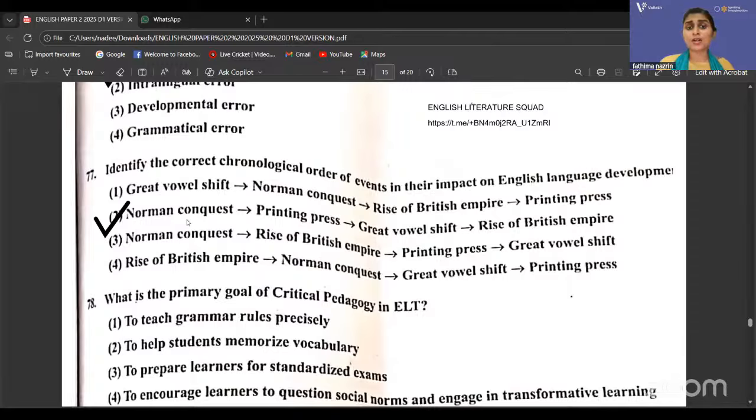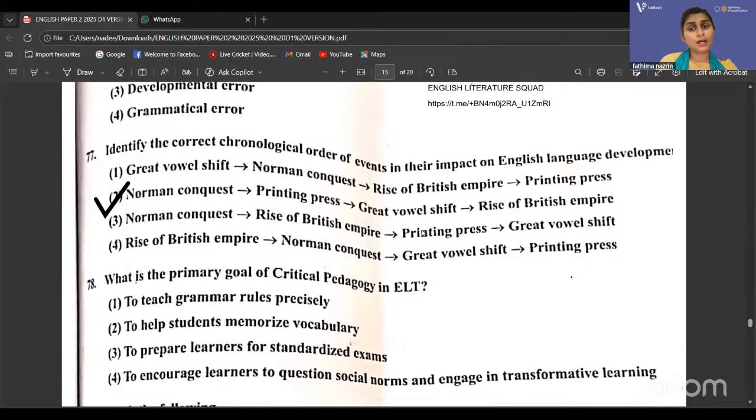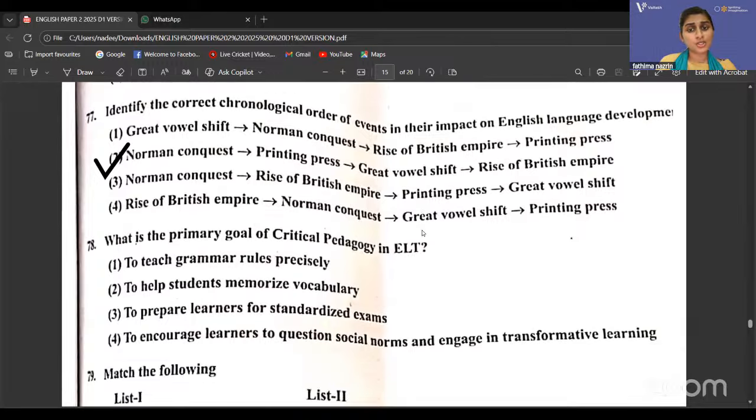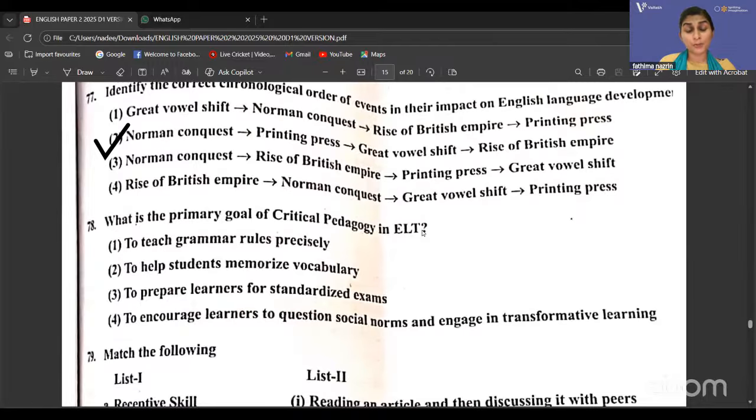So the Norman conquest happened in 1066. Now, the printing press came after the 1450s, the great vowel shift from the 17th to 18th century, and then the rise of the British Empire. Okay, sorry, it is the 14th to 15th century. So the correct option would be the great vowel shift. Sorry, that would be option number 2.